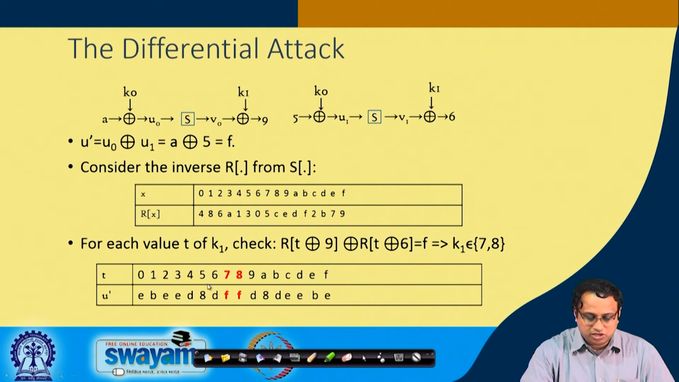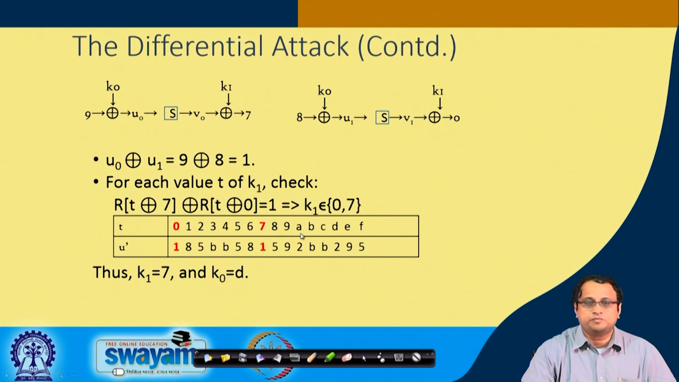Okay. So here you will observe that if I see the inverse function, then there are two T values shown as 7 and 8, for which I get these two F's. And therefore 7 and 8 are my candidate keys for K1. So then I repeat this process for another such pair. So here, for example, I have got it for 9 and 8, and I again repeat this process.